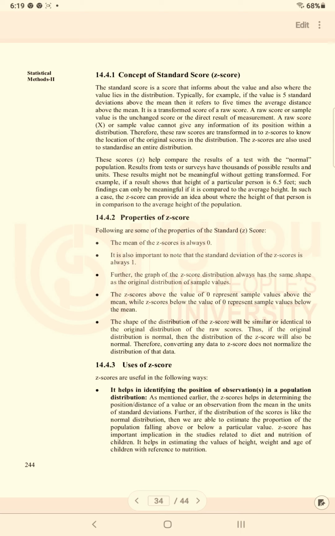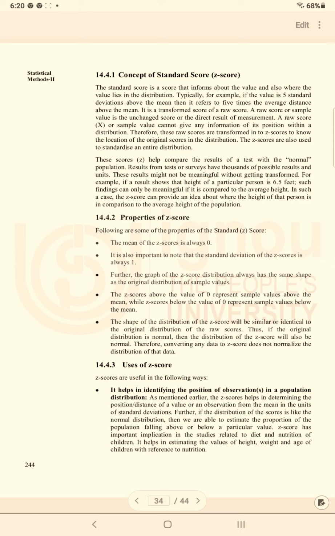14.4.2 Properties of z-score. Following are some of the properties of the standard z-score. The mean of the z-scores is always 0. It is also important to note that the standard deviation of the z-scores is always 1. Further, the graph of the z-score distribution always has the same shape as the original distribution of sample values. The z-scores above the value of 0 represent sample values above the mean, while z-scores below 0 represent sample values below the mean.